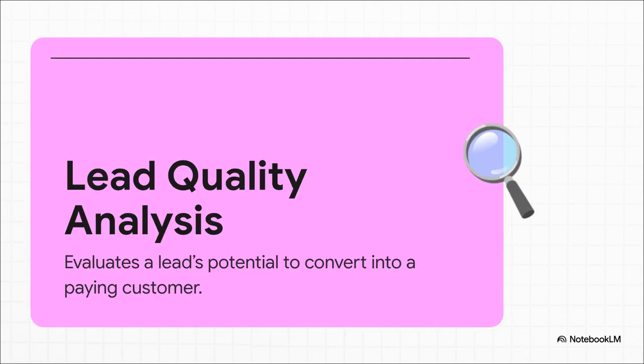So how do you stop that chain reaction before it starts? Well, it all begins with a process called lead quality analysis. Now, this isn't just about filtering out the bad. It's a way to systematically look at every single lead and figure out, hey, does this person actually have the potential to become a real, paying, valuable customer?